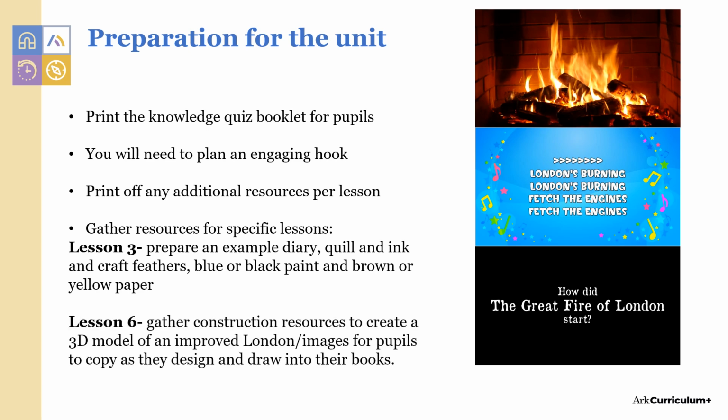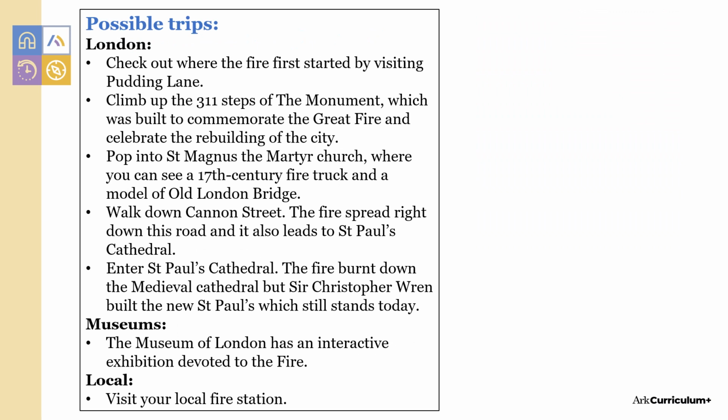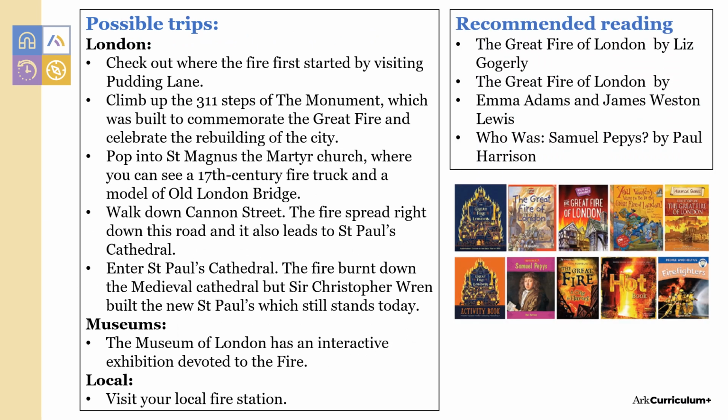In Lesson 6, you will need to gather construction resources to create a 3D model of an improved London, or images for pupils to copy as they design and draw into their books. Here's a list of possible trips and recommended reading for pupils. You could pause the video here to read through the list.